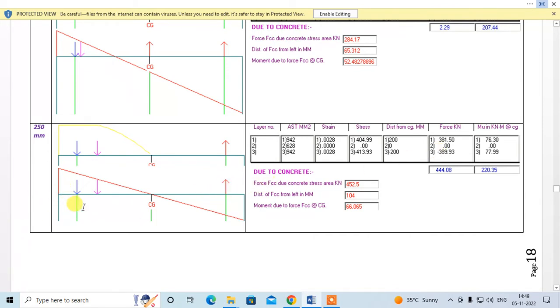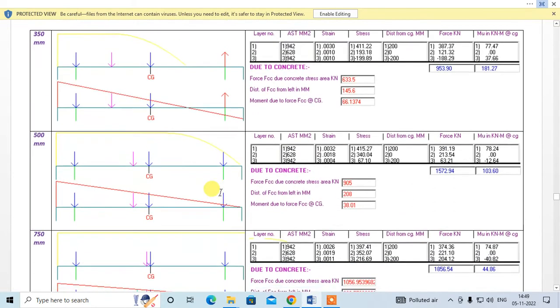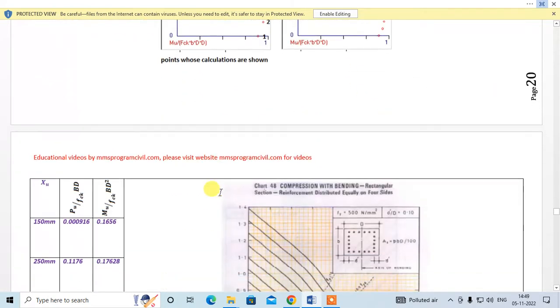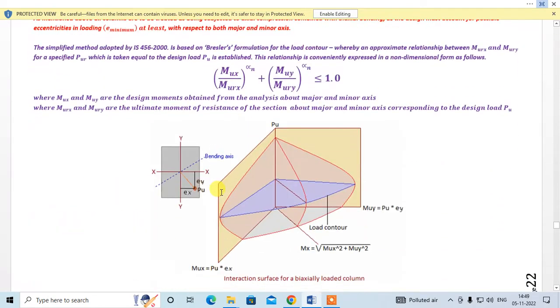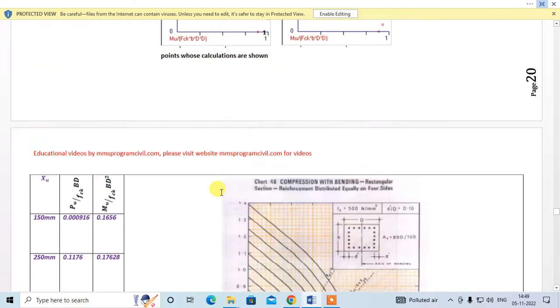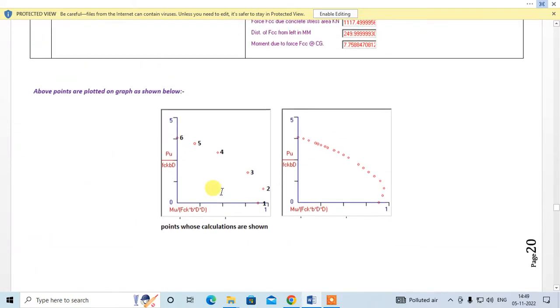Now this will give a clockwise moment. This will again give a clockwise moment, that is this. Clockwise moment means it is positive. Compressive force means it is positive. Tensile force means it is negative, right? So at these forces you get Pu, at this moment you get Mu, and then again you can plot it on the graph. So this is your point 2.